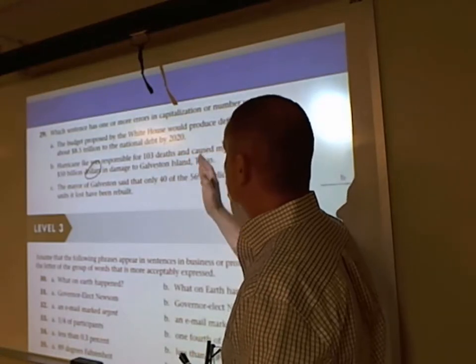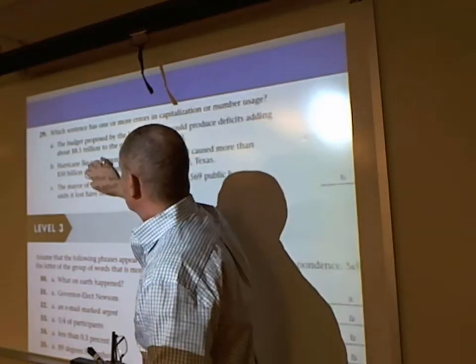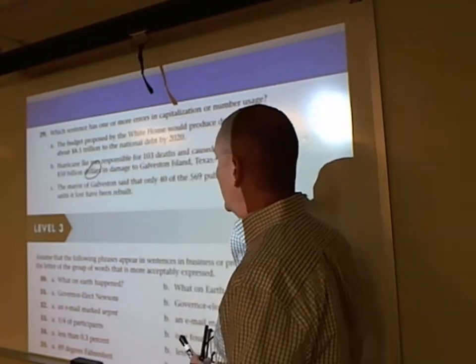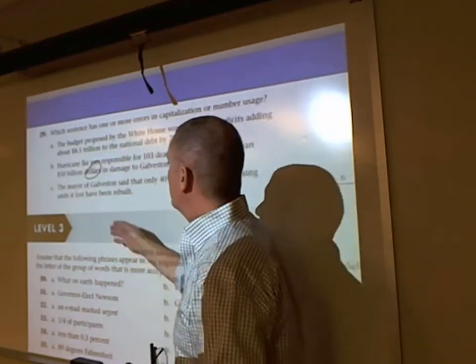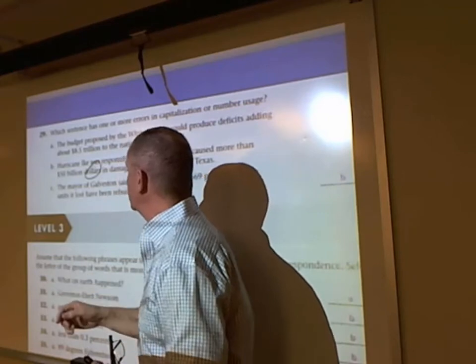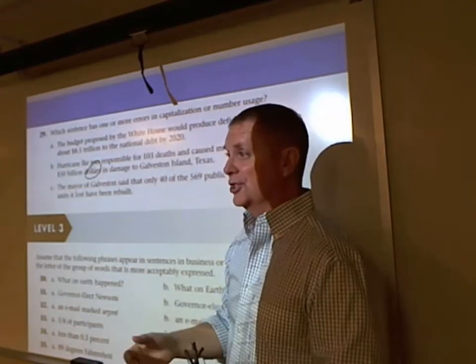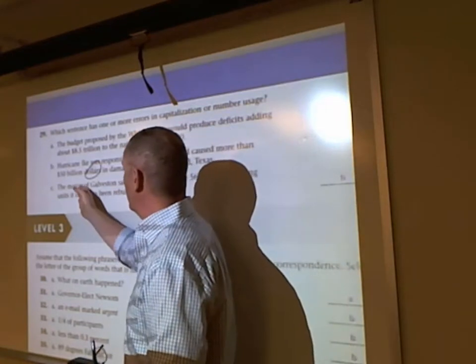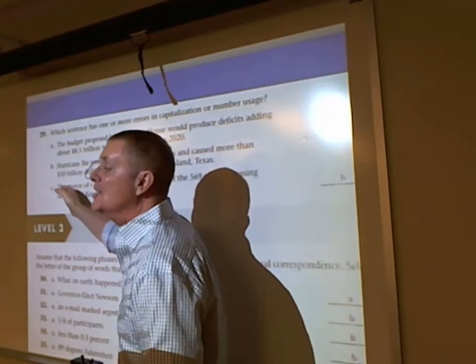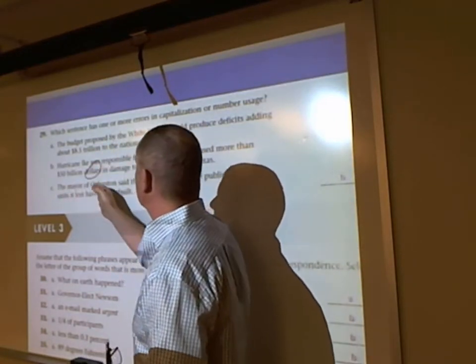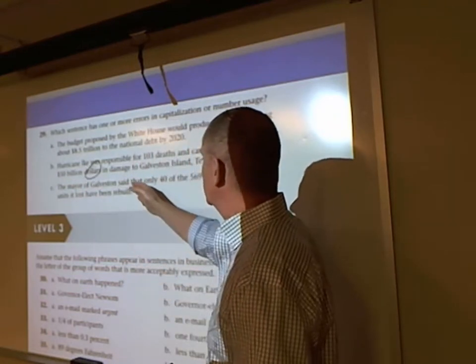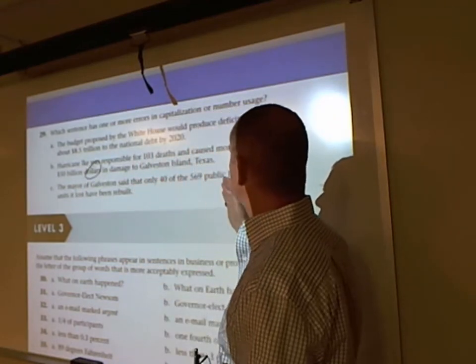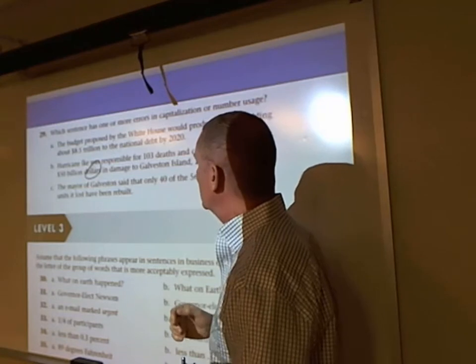The mayor of Galveston. If I said Mayor Jones, then it would be capitalized because it's a title. Since I didn't put the person's name immediately after it, it's not capitalized, so that's correct. Galveston is still capitalized. Said that 40 of the 569 public housing units it lost have been rebuilt. Those numbers are above 10, so they are figures. So B is your incorrect answer.